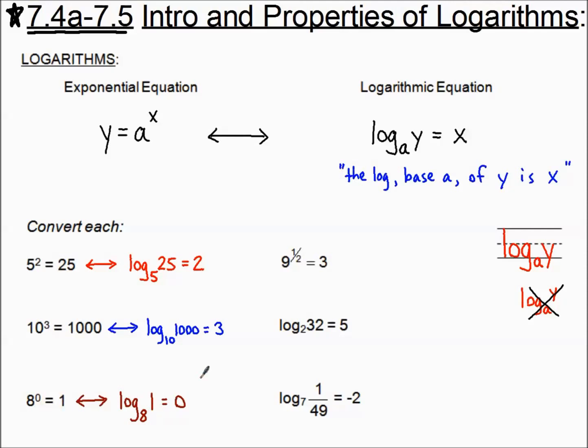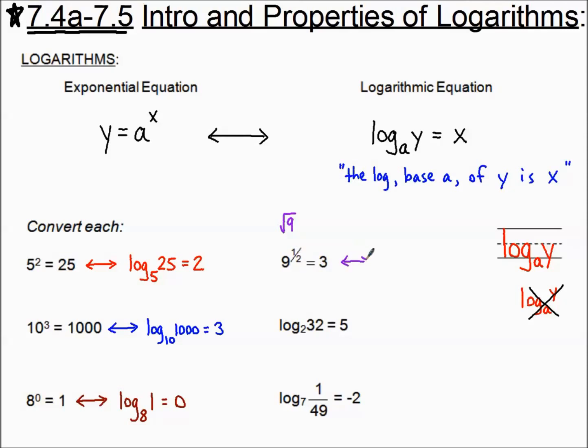One more that's in exponential form, I've got 9 to the 1/2. Remember, whenever you have a fractional power, a rational exponent, that's ultimately representing a radical. So this must be the square root of 9. And we all know that the square root of 9 is 3, so that's why this sentence is true. But remind yourselves that fraction exponents are coming from radicals.